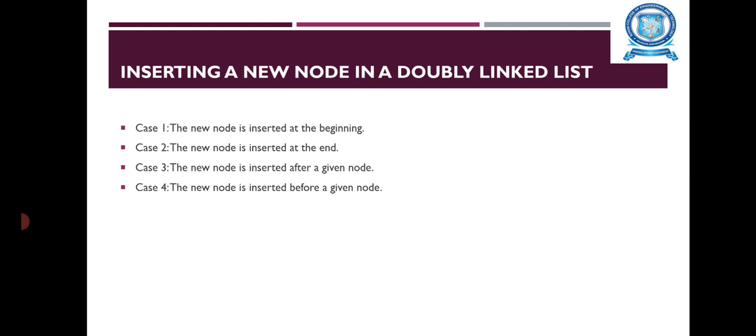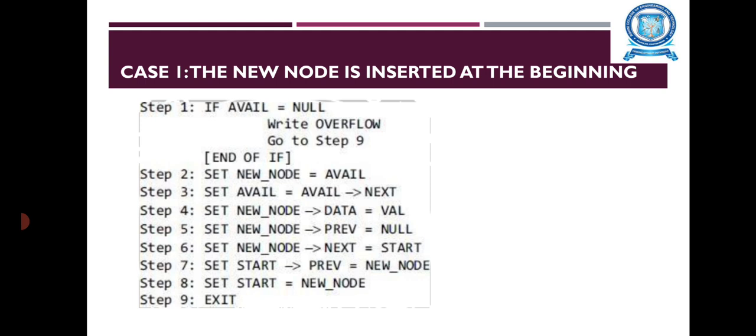First one is a new node is inserted at the beginning, then the second one is a new node is inserted at the end, then the third one is a new node is inserted after a given node, and the fourth case is the new node is inserted before a given node. At first, the new node is inserted at the beginning.